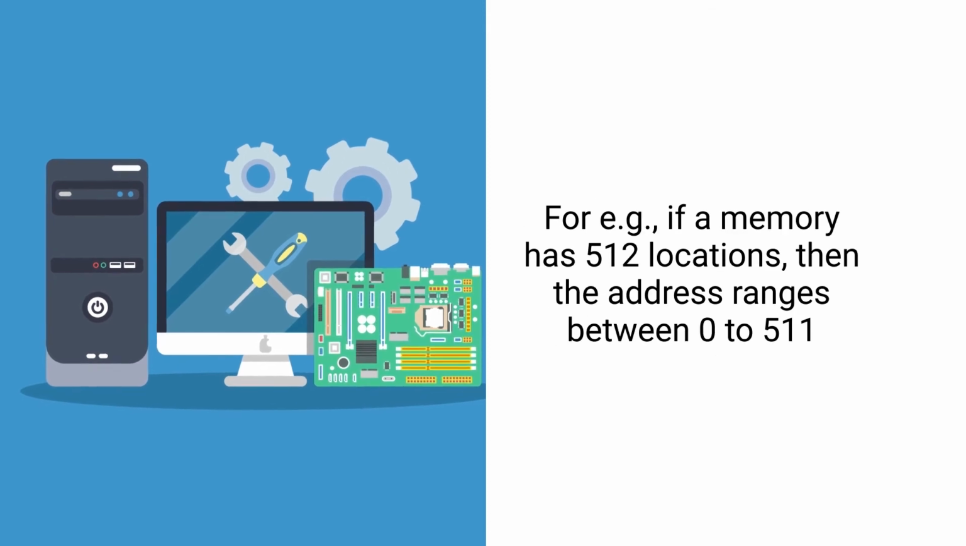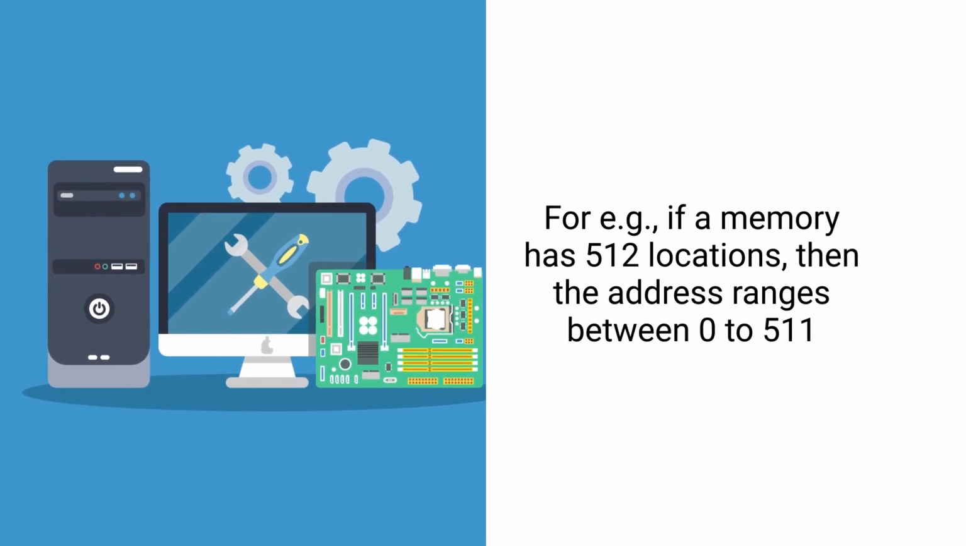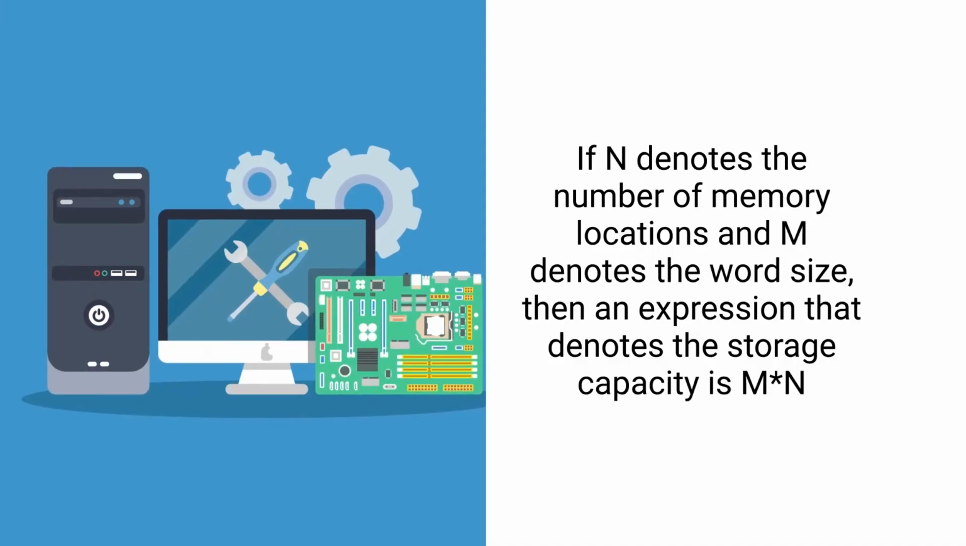For example, if a memory has 512 bytes locations, then the address range would be between 0 to 511. Now, if for any memory location we denote it by n, and m denotes the word size, this word size refers to how many parallel bits can be accessed by your CPU and also defines the speed of your system, then the expression that denotes the storage capacity would be m cross n.